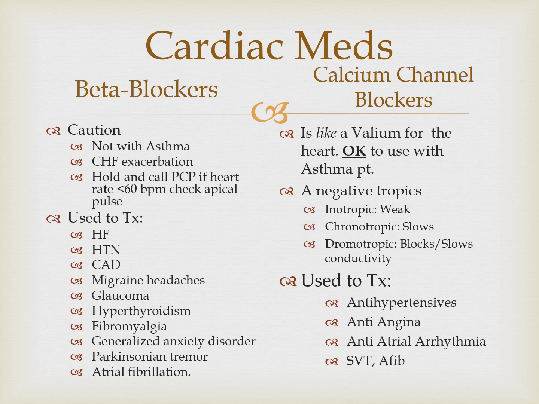What's good about beta blockers is it can be used for a ton of stuff. Migraines, glaucoma, hyperthyroidism, fibromyalgia, all of those things we can use it for. We also can use it for dysrhythmias. We lower the heart rate, then the signal tends to straighten itself out and do better.